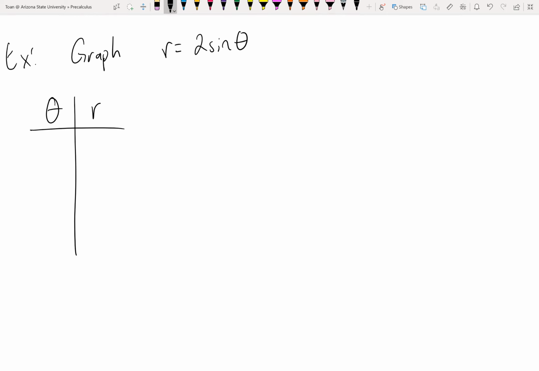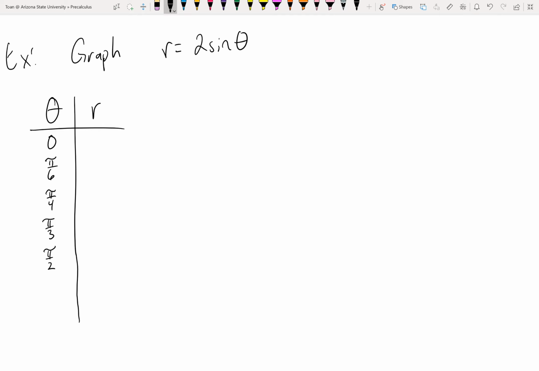Now, just like with rectangular equations, the question I always get is, hey, Mr. Vo, which angles do we pick? You can pick whatever angles you want, just like how when you graph rectangular equations, you can pick whatever x value you want. Pick whatever theta value you want. Now, if I'm doing this by hand without a calculator, I'll most likely pick the, quote, special angles. So, for example, 0 radians I know is special. Pi sixths is special. Pi fourths is special. Pi thirds is special.